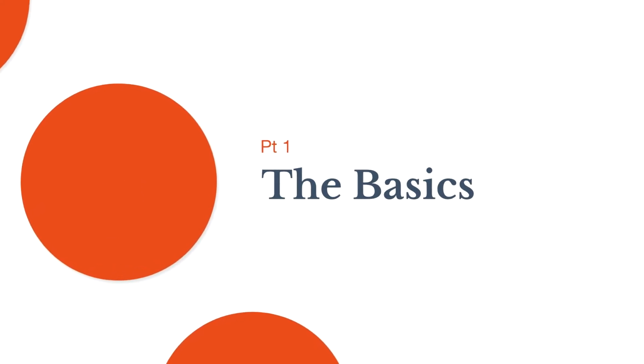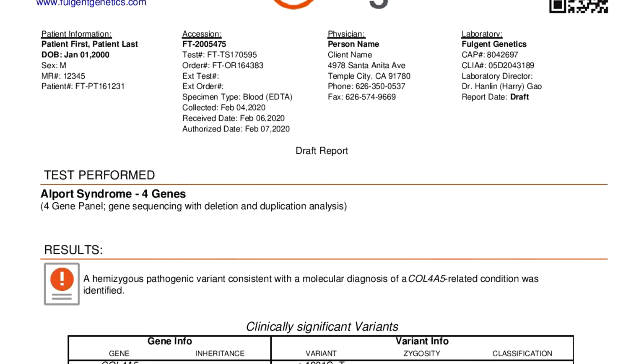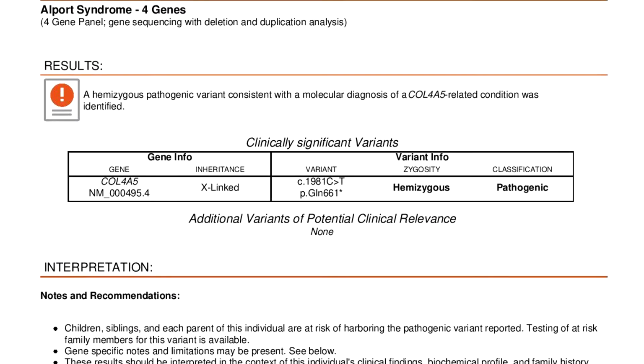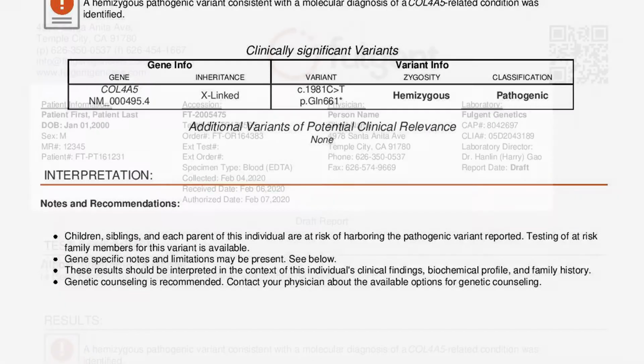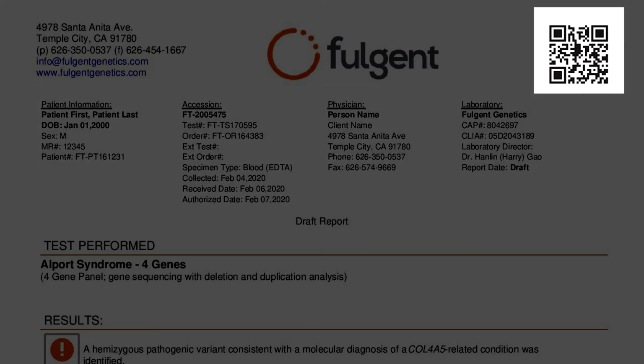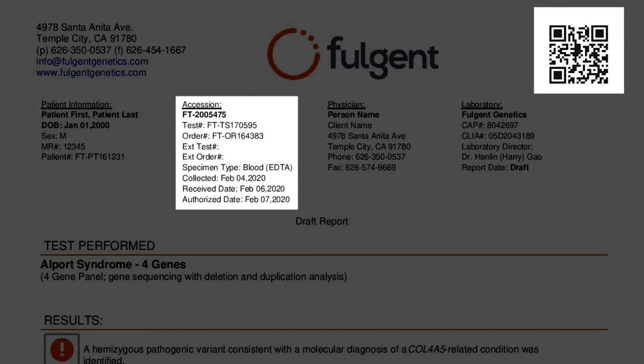Part 1. The basics. The first page of the report gives a complete picture of the overall results and provides some general recommendations on what to do next. At the top, you'll find basic demographic information about yourself, the ordering provider, and our lab. The QR code in the top right corner is for internal tracking purposes. If you scan it, you'll see the accession ID beginning with FT- followed by some numbers.